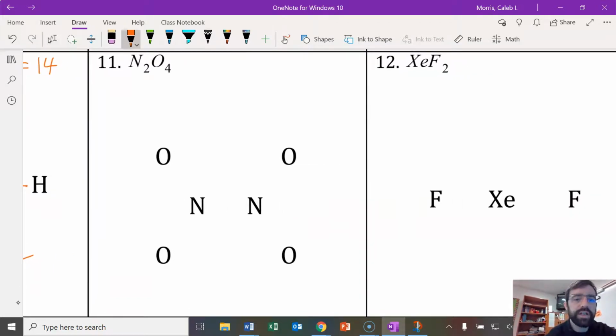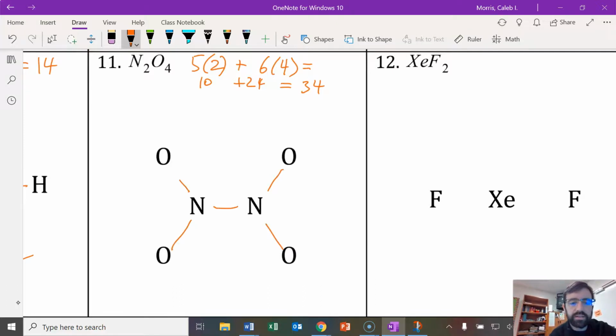N2O4, nitrogen has 5 valence electrons. Let's multiply by 2. Plus oxygen has 6, multiply by 4. So that's going to be 10 plus 24, gives us 34 electrons. Okay, 2, 4, 6, 8, 10. Okay, we've got 24 electrons left to work with.